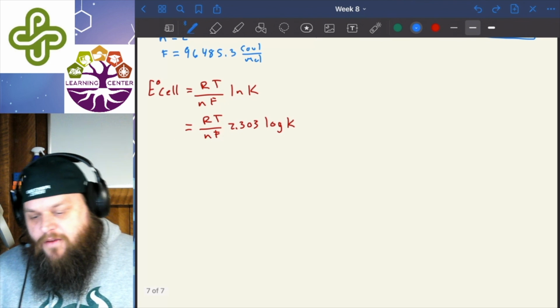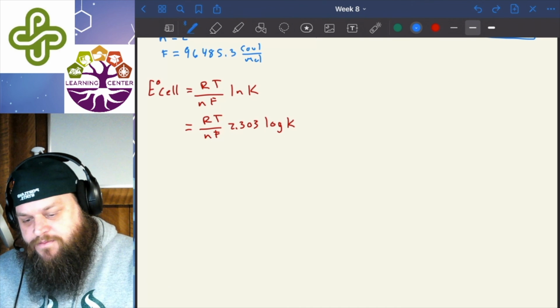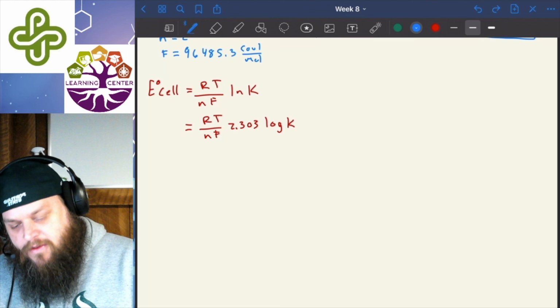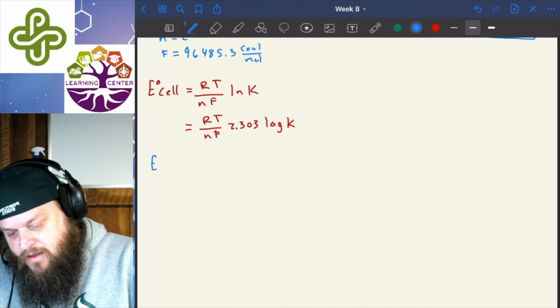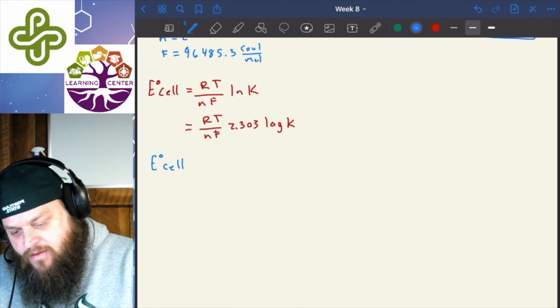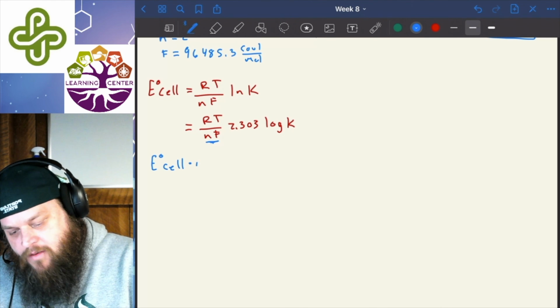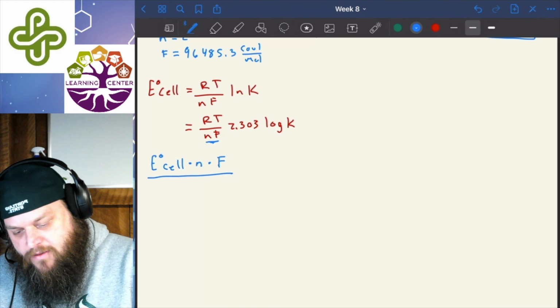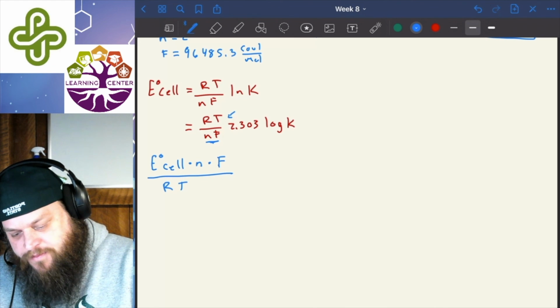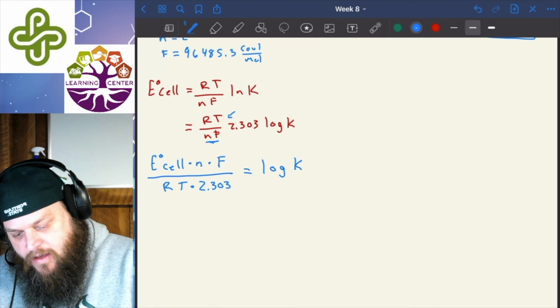So plugging in our values, we can rearrange it in this form, which I like a little bit better. That's the potential of the cell, times the two denominators: the moles times the Faraday constant, and then we divide it all by the numerators up on top. That's the gas constant, the temperature, and we multiply that by 2.303, and that's going to equal the log of K.